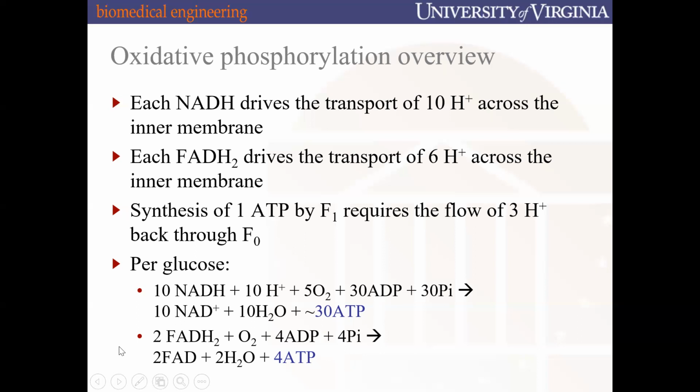Now with FADH2, just a reminder, we left off with 2 of these. And because those electrons are only delivering 6 protons across the inner membrane, we multiply 2 by 6, giving us 12. 12 divided by 3, leaving us with only 4 ATP. So as a whole, ending with 34 ATP total from 1 glucose.